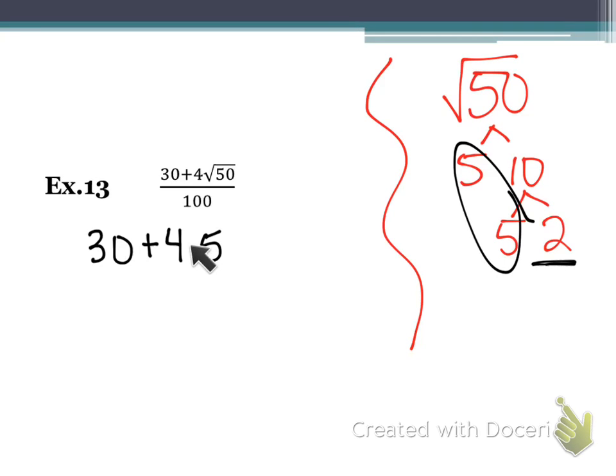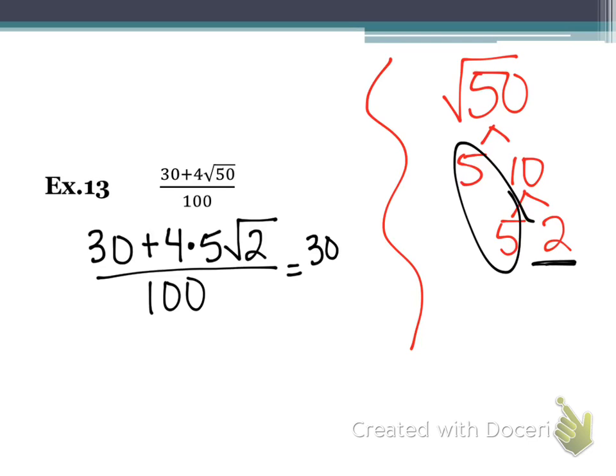What symbol do you think I want to put right here? Multiplication. The 4 was already outside that radical, so it's going to get multiplied to whatever we bring outside. Who's staying inside? 2's got no friends. My denominator is still 100. Okay, so on our next step to simplify this, what am I doing? 4 times 5 is 20. 20 root 2 all over 100.